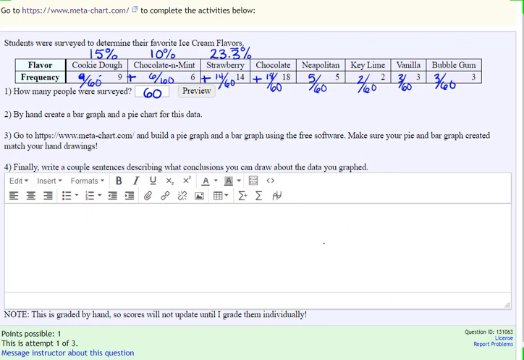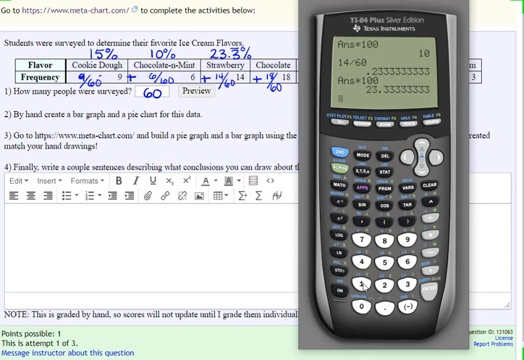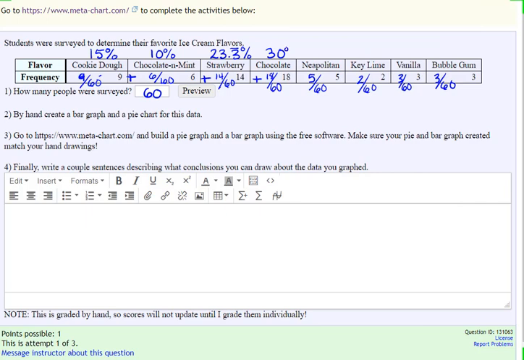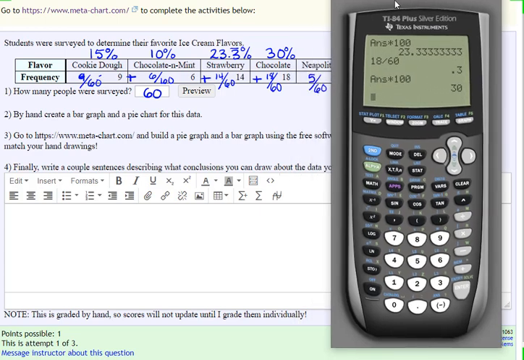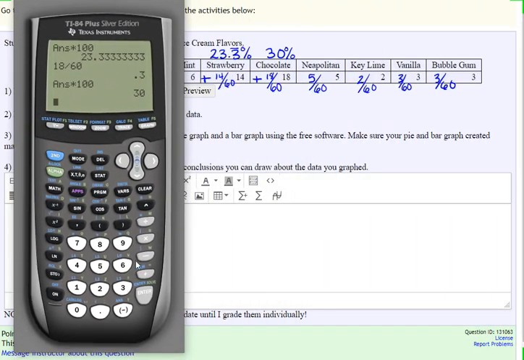All right, the next one is 18 out of 60. 18 divided by 60 gives me 0.3. And so now I'll multiply by 100. And I get 30%. 5 divided by 60 is my next one. And that gives me 0.08333 repeating. I'm going to multiply by 100, and I have 8.33%.